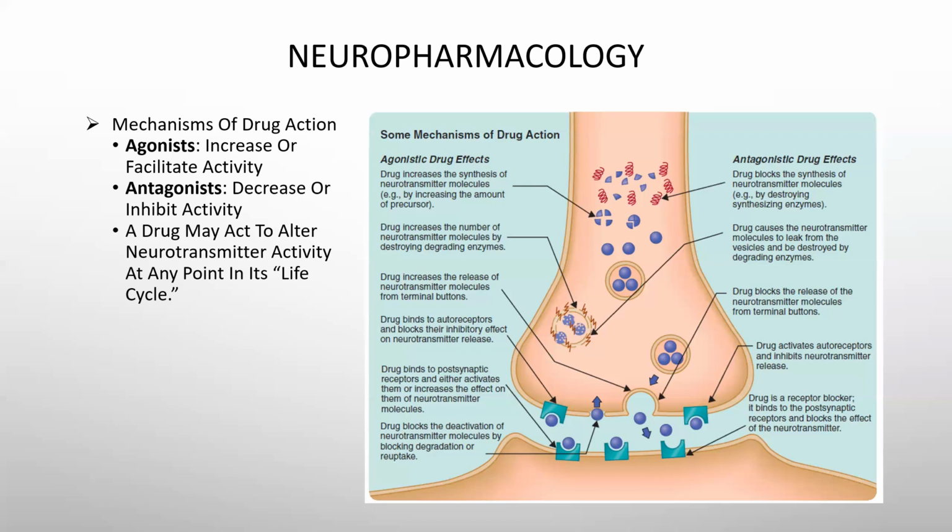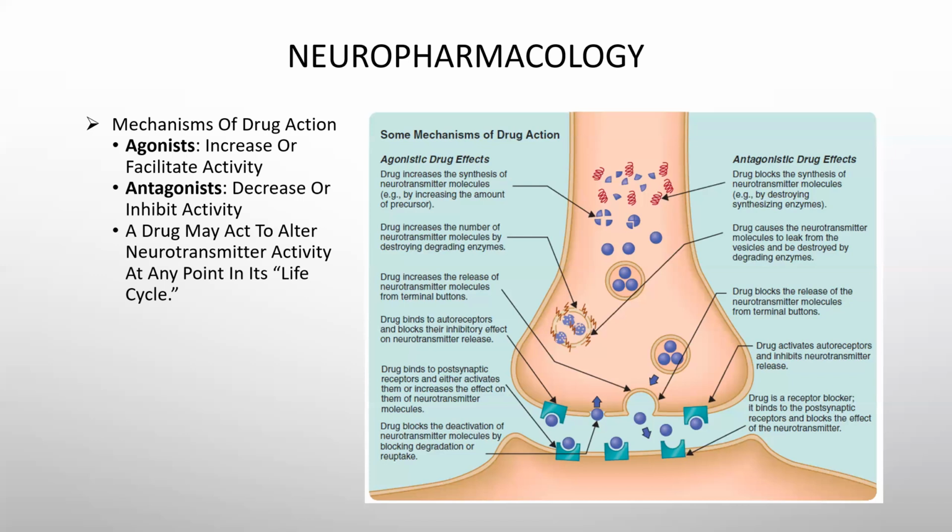Or the drug blocks the deactivation of neurotransmitter molecules by blocking degradation or reuptake. So the drug is created so that it blocks the reuptake channel there, or it destroys the enzyme in the synapse. Both of those things cause more of the neurotransmitter, or more of the dopamine in the example that we're doing here.